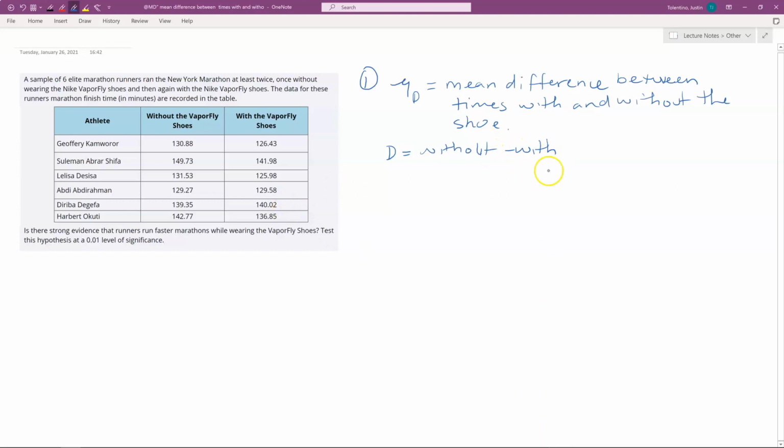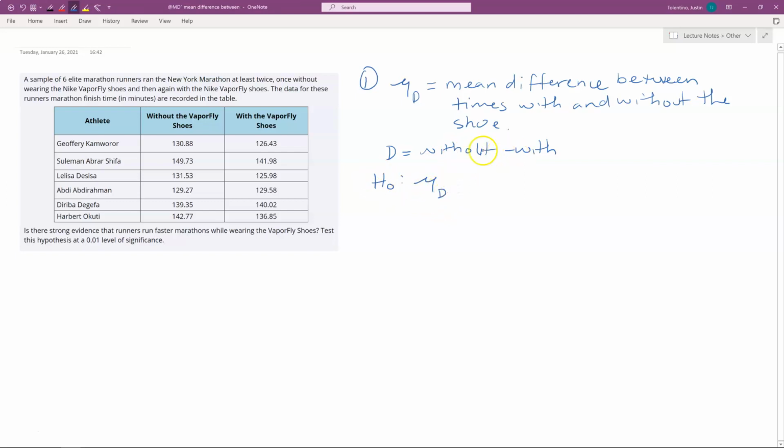So if it's without minus with the shoe, and we're seeing that without is going to be a higher time, a slower time, and with the shoe is going to be a lower time, which is better because you're faster, then we should end up with some positive numbers here, as you're seeing when we subtract. So what is it that we're going to test? We're trying to see, does it make a difference?